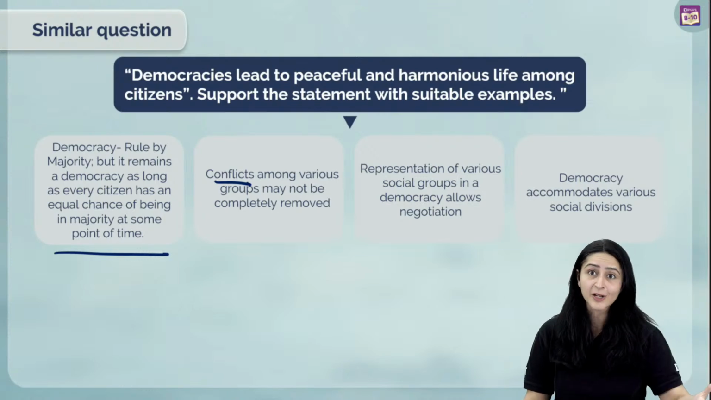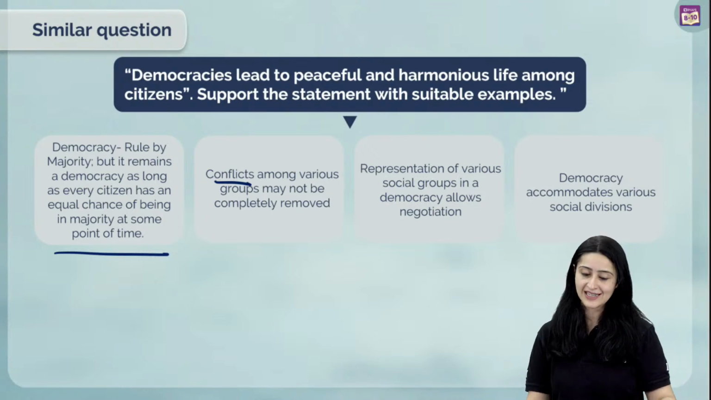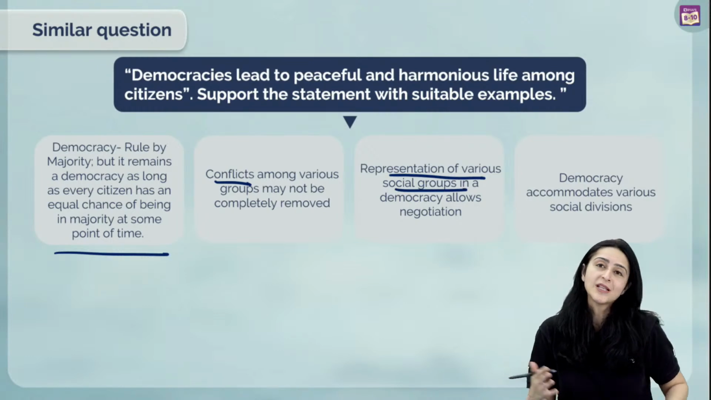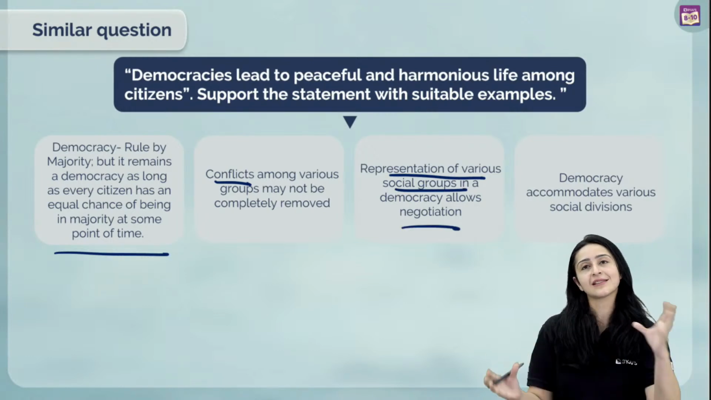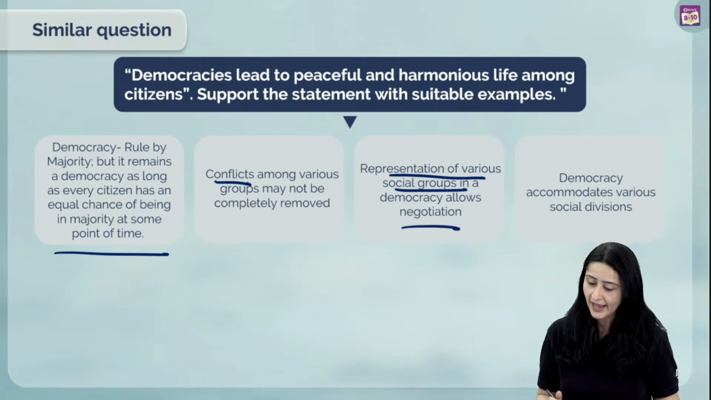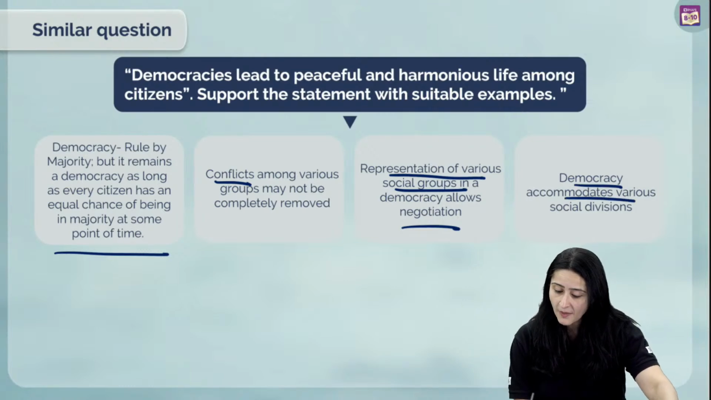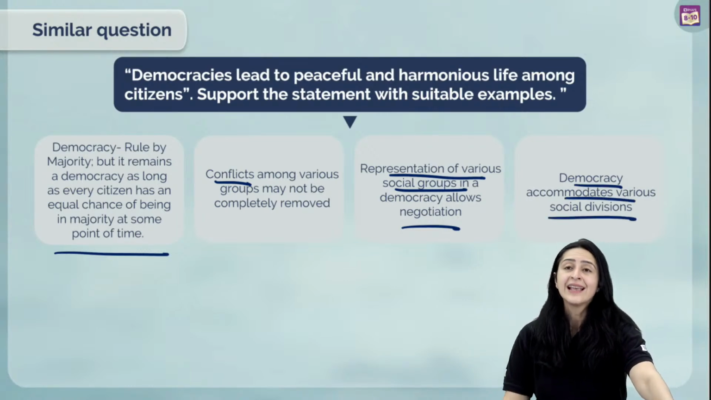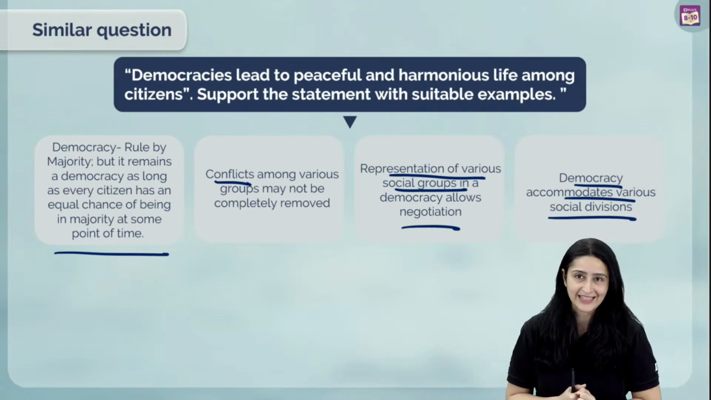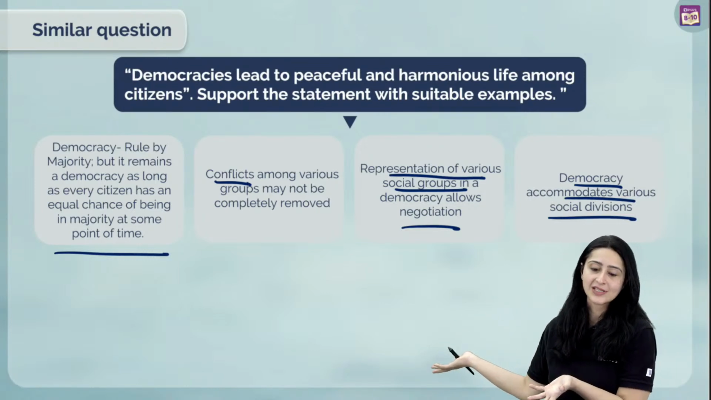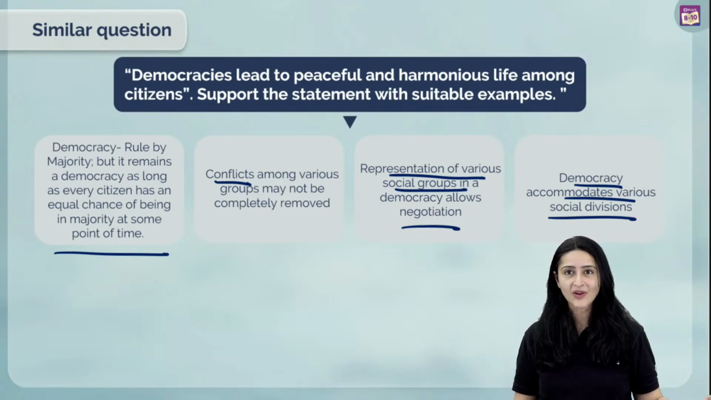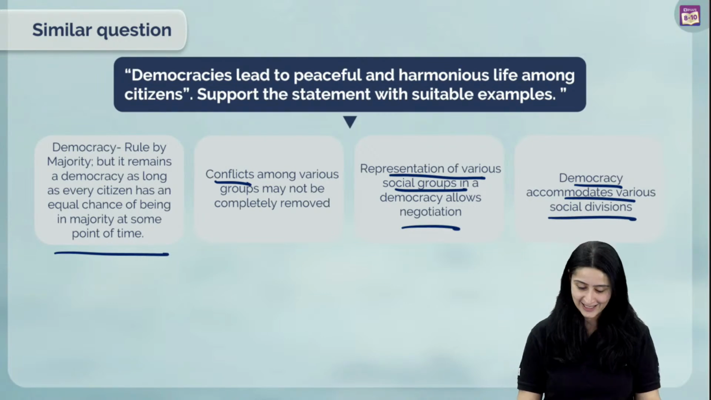You can't really eliminate conflicts. But what a democracy does is that it allows representation of various social groups, and this way you can negotiate the conflict or you can negotiate the problem. So in this sense, it is very, very helpful. Also, democracy accommodates various social divisions. It takes into account the views and opinions of many, right? So this is how democracies lead to peaceful and harmonious life. Like I said, understand the concept of democracy and you are set.